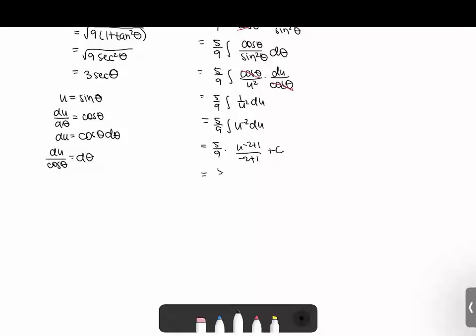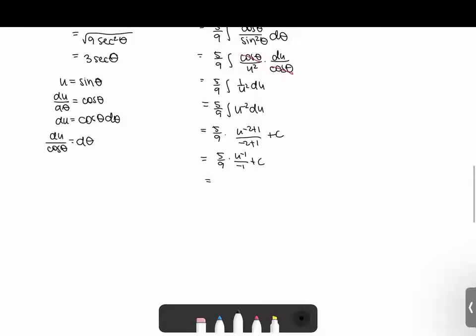So this is 5/9 times u to the -1 over -1 plus c. So that's going to be -5/9u plus c. And then I put my u back as sine. So I have -5/9 sine of theta plus c. Okay, so I have evaluated my integral.